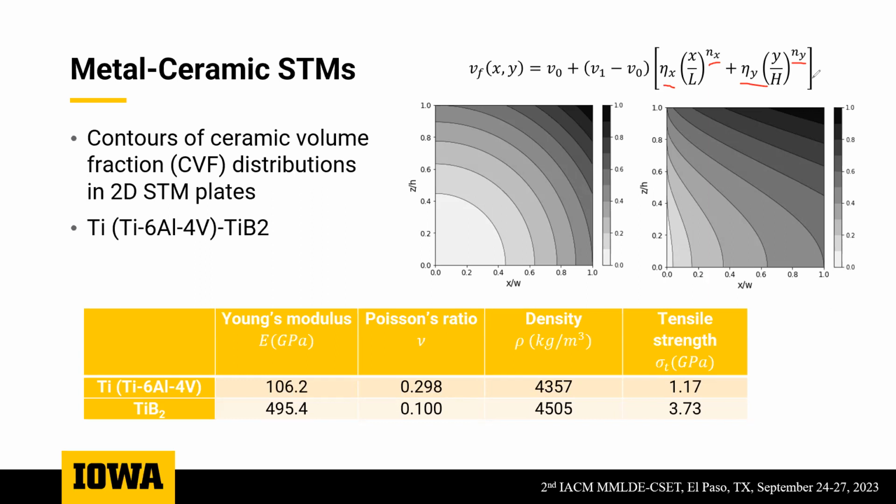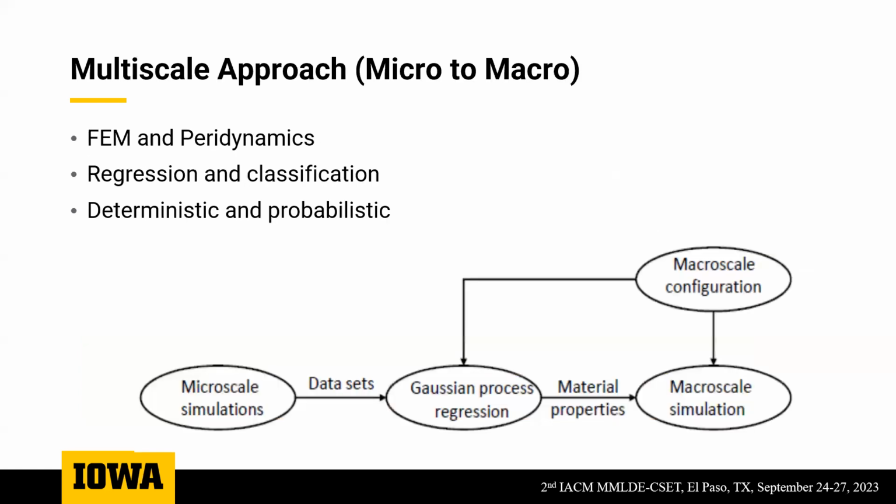In this case, we consider titanium diboride composites. Titanium is a metal and titanium diboride is ceramic. So this is the metal ceramic composite we consider. For titanium and titanium diboride, we have the material properties listed in the table.